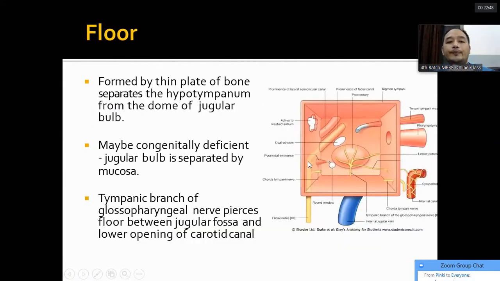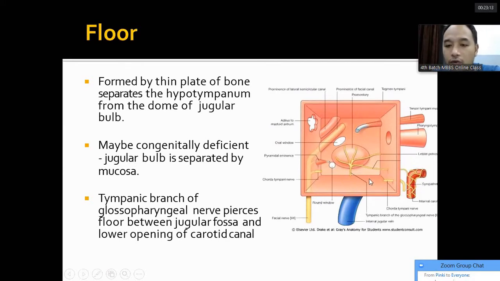Now the floor. The floor is also simple. It is formed by the thin plate covering the jugular bulb. This separates the hypotympanum, the middle ear cavity, from the jugular bulb. It is a thin bone, and sometimes it is dehiscent, so only the mucous membrane of the middle ear cavity covers the jugular bulb. So during surgery, you can injure the jugular bulb.